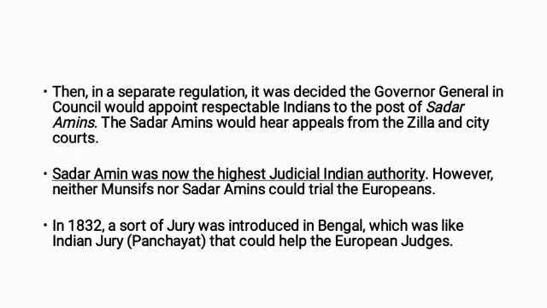Now, the last point that we discussed was the jury system in Bengal. The panchayat made possible the use of local knowledge and opinions too. By this, what we tend to mean is, in 1832, a sort of jury was introduced, which was like an Indian jury or panchayat, that could help the European judges. So with this jury system being introduced, it became possible to use the local knowledge, the local skills and the opinions of the local people, and this made the work pretty easy and efficient.